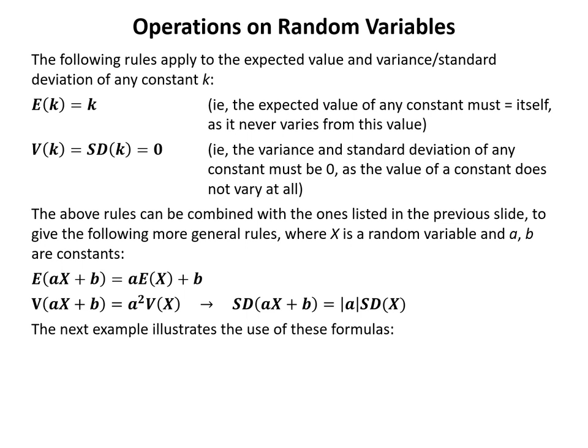Now, these above rules can be combined with the more general ones listed in the previous slide, to give us the following expanded, more general rules, where X is a random variable and a and b are constants. So the expected value of aX plus b would equal a times the expected value of X plus b. And the variance of aX plus b would equal a squared times the variance of X and nothing else, because the variance of b is zero. And so the standard deviation of aX plus b is simply equal to the square root of that, which is the absolute value of a times the standard deviation of X. And the next example illustrates the use of these formulas.